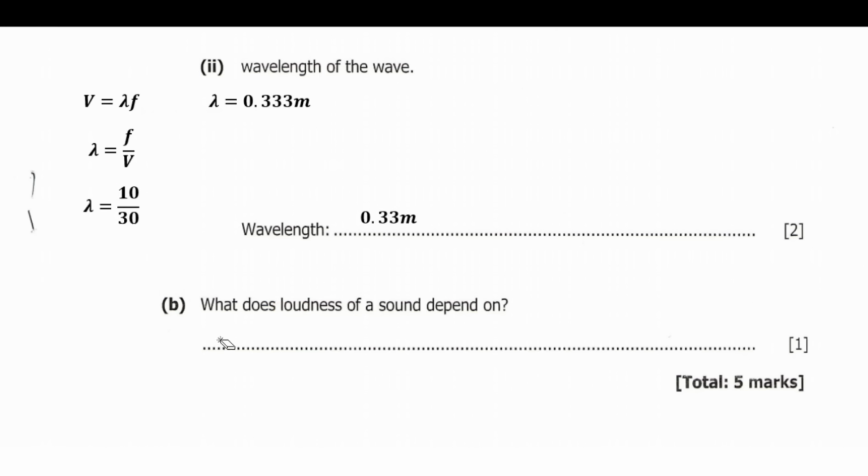Then B says, what does loudness of a sound depend on? Loudness of sound depends on amplitude. The higher the amplitude, the louder the sound, and the lower the amplitude, the softer the sound. So loudness depends on the amplitude of the wave.